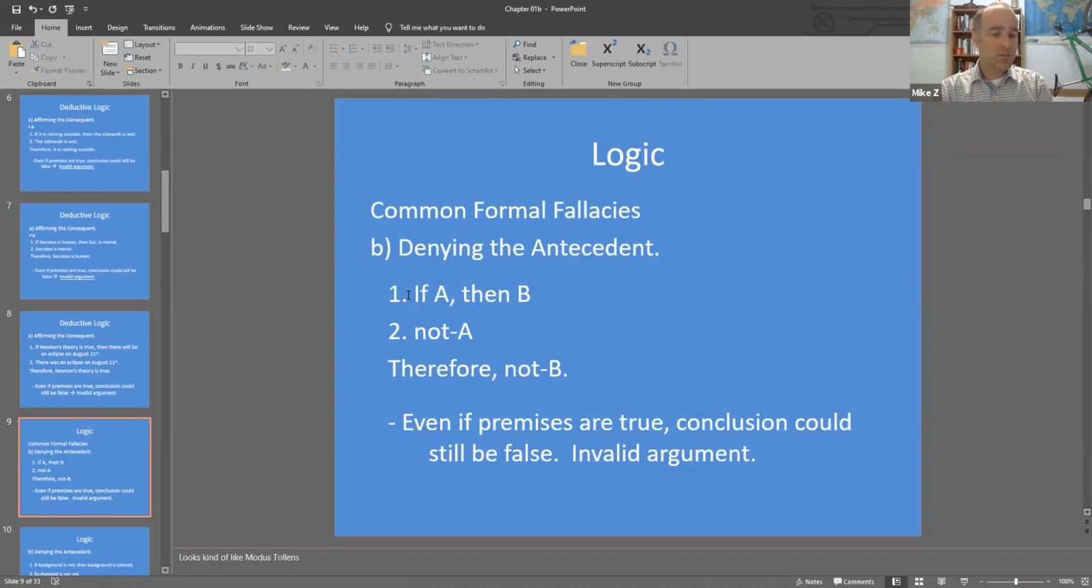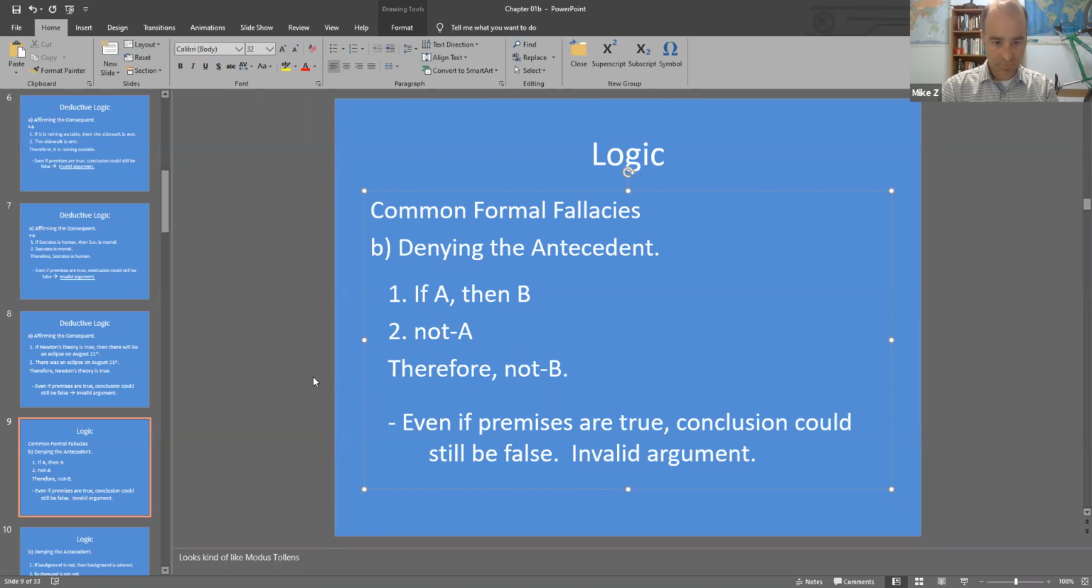And so it looks like that's what we've got here, but in the real modus tollens form, the second premise denies the consequent. So it would be if A, then B, and then the second premise says not B, and therefore we conclude not A. Whereas this fallacious version, the denying the antecedent fallacy, has the second premise and the conclusion swapped. So the second premise tells us that A is false, and then we conclude that B must be false.